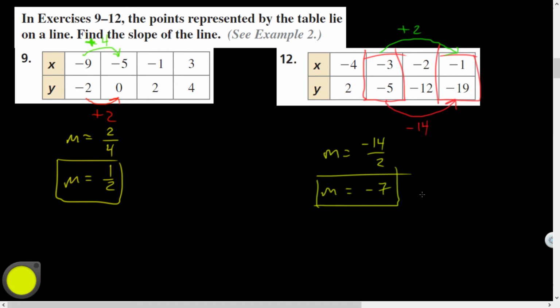Yeah, it's the change in y over the change in x. So I just have to remember that.